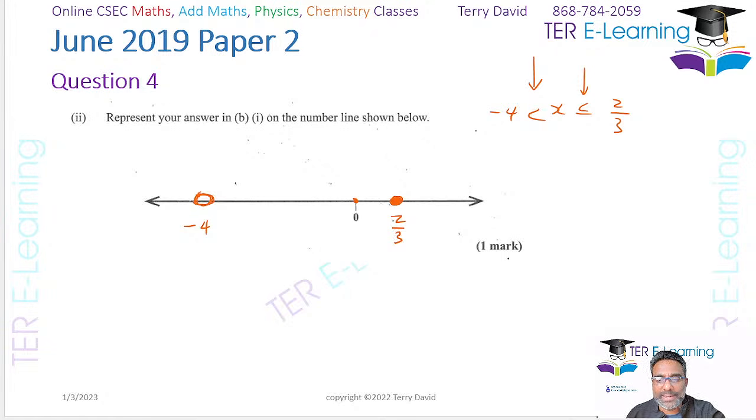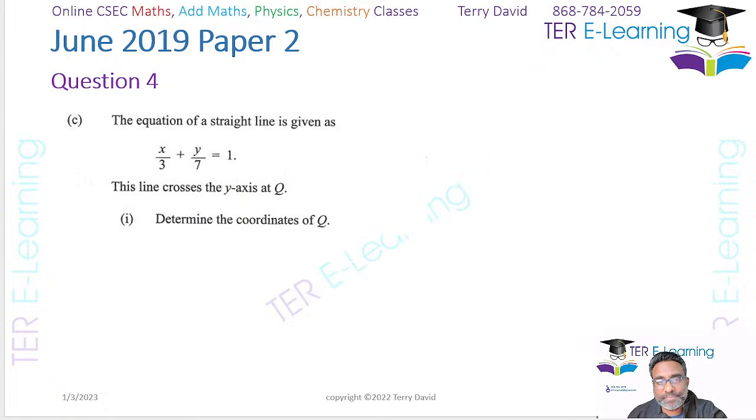So your solution lies within this region here. It has to be more than this minus 4, but it also has to be less than or equal to this. All right, so that's question 4, part 2.